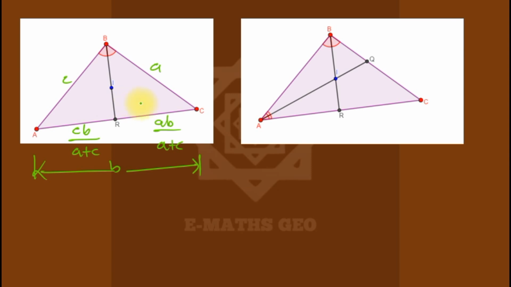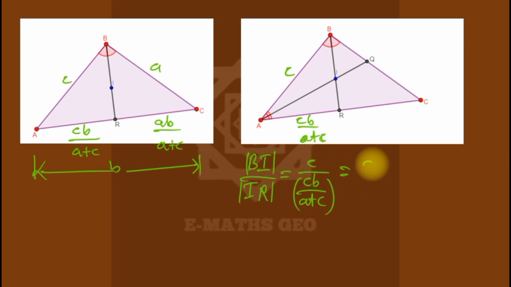So we've used the first diagram. This is the actual length. We see that BI over IR is C over CB over A plus C. By that same logic, the ratio of this over this is the same as this over this. So we now have A plus C over B. So let's go over to the diagram.